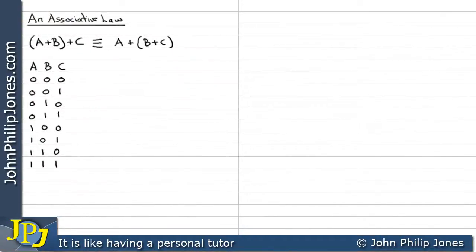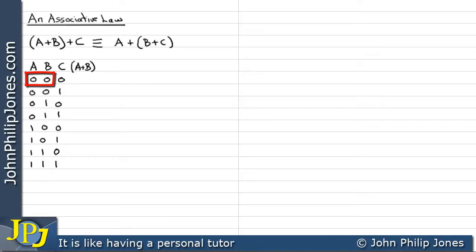Now I'm going to build up the truth table for the expressions above, and I'm going to do it one column at a time. That's pretty laborious, but just hang in there and watch what we do. Well, the first thing I'm going to do is produce the column for A or B. And we're going to have a look at each entry in turn.